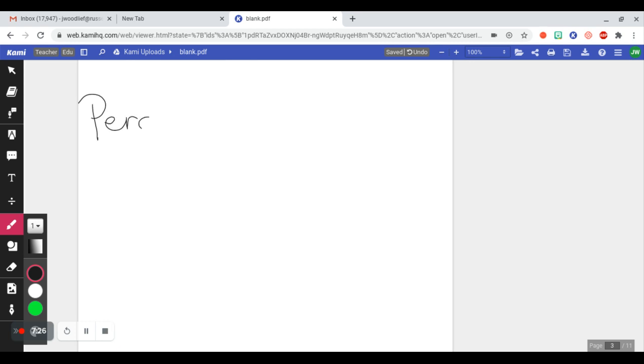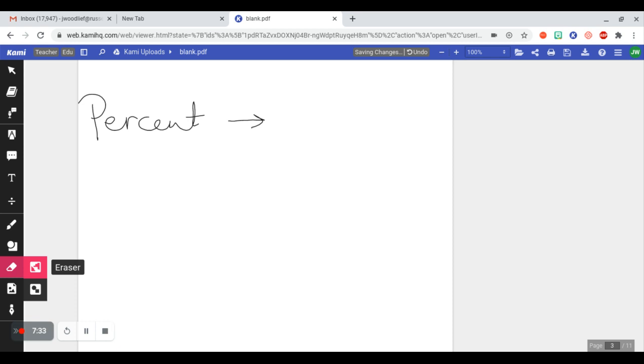Okay, now let's go the other way. Let's say we want to go from a percent to a fraction. I'm sorry, a percent to a decimal. I'll add the fraction in here in a minute.